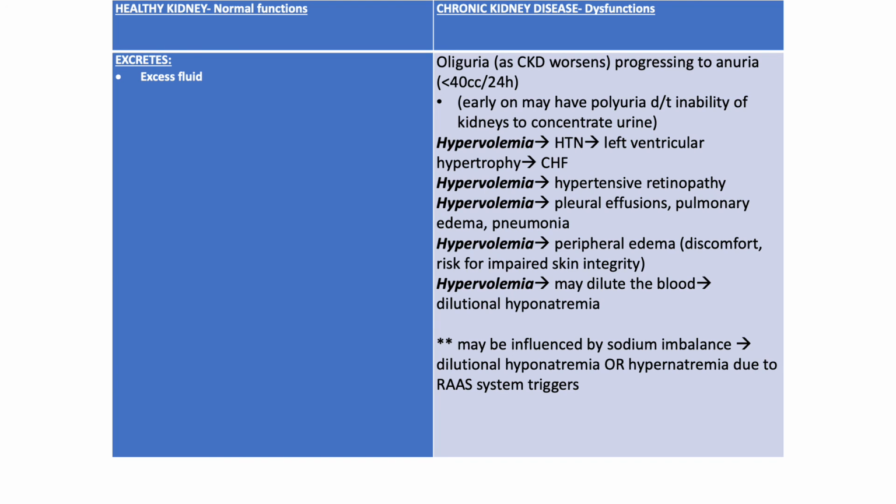Also, having too much fluid can begin to dilute some laboratory values, specifically sodium. So while the total amount of sodium may not change, increasing the amount of fluid in the bloodstream can create what's called dilutional hyponatremia. Just keep in mind, if the RAS system is triggered, that can increase sodium retention, which can cause more fluctuation in our sodium levels.